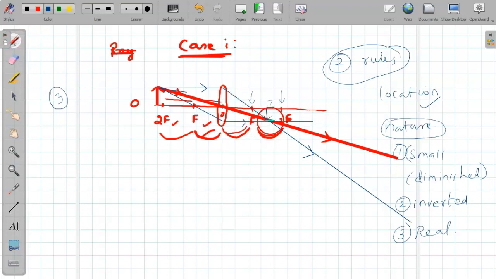So first two, this is number one, and this is number two. First ray passing through the optic center, second ray parallel light ray passing through the principal focus, and third ray, here is the third ray, which is passing through the principal focus, and the other side it will become the parallel rays to the principal axis. All these three light rays are coinciding at a point, intersecting at a point where the image is formed, and the image is smaller, diminished, inverted, and real. This is the first case.